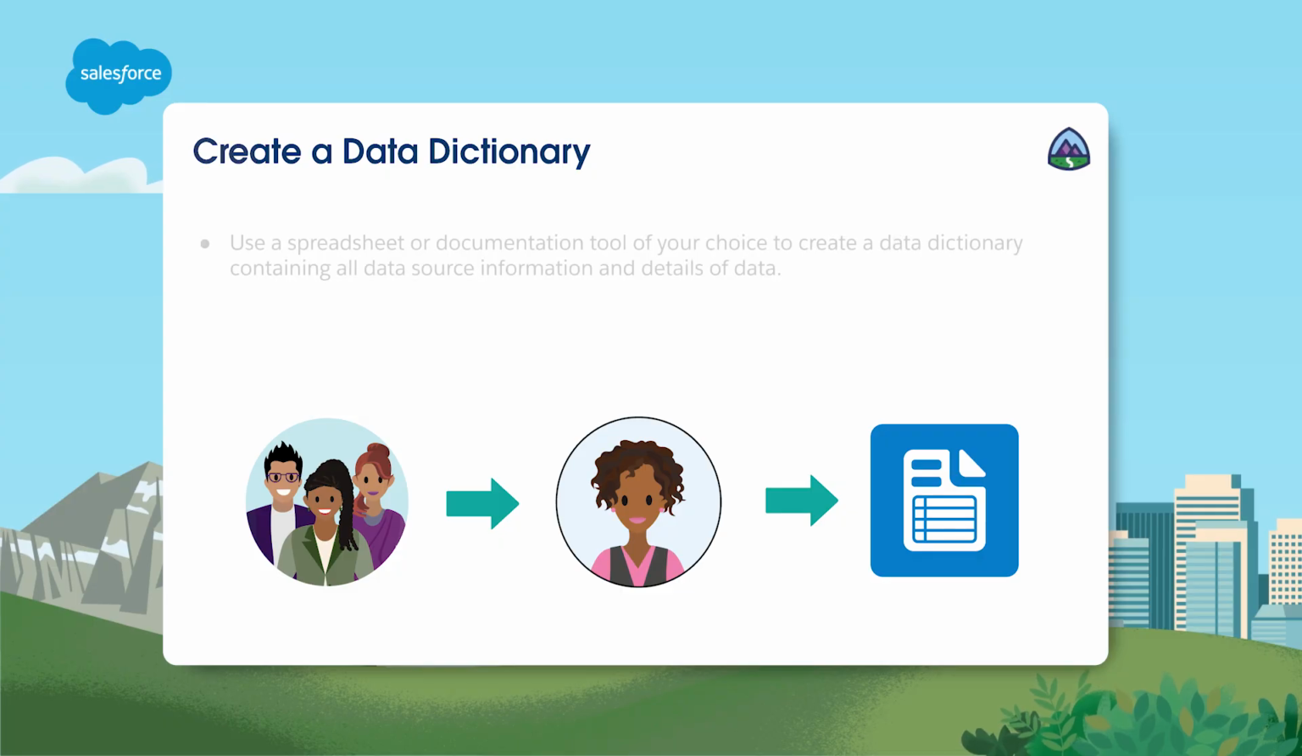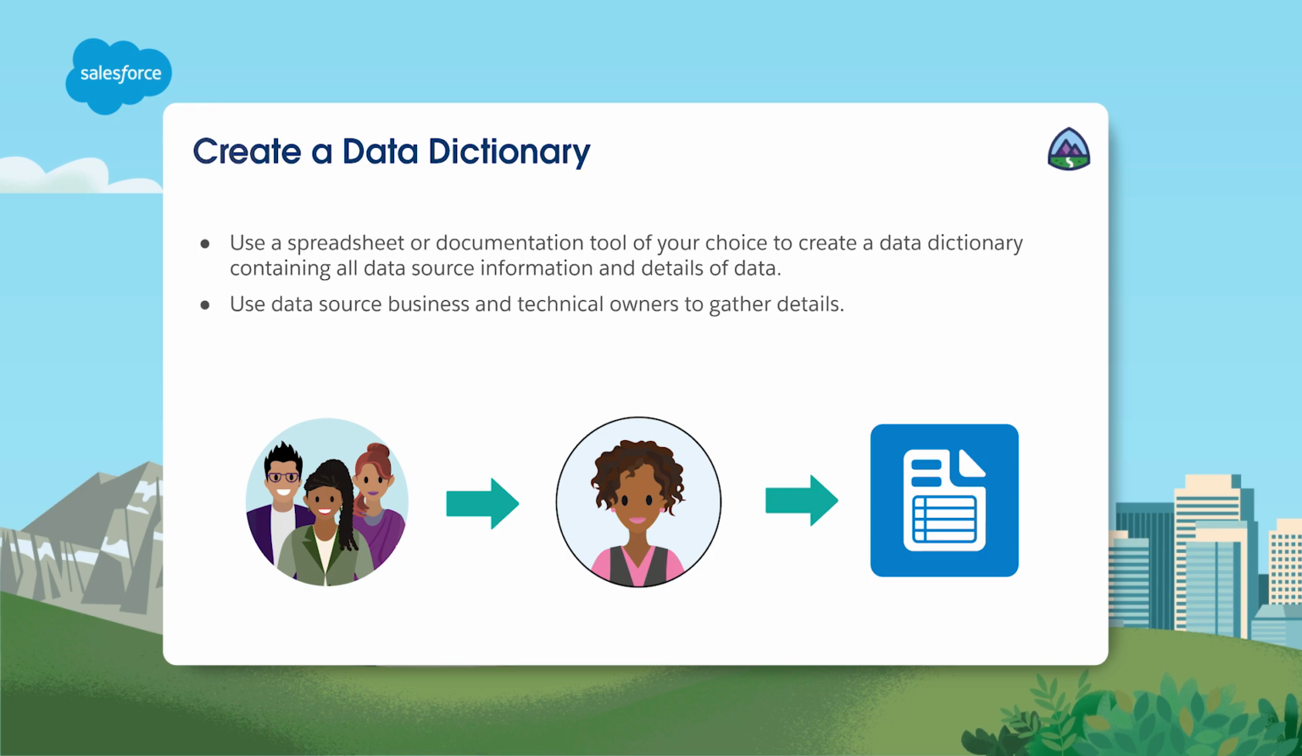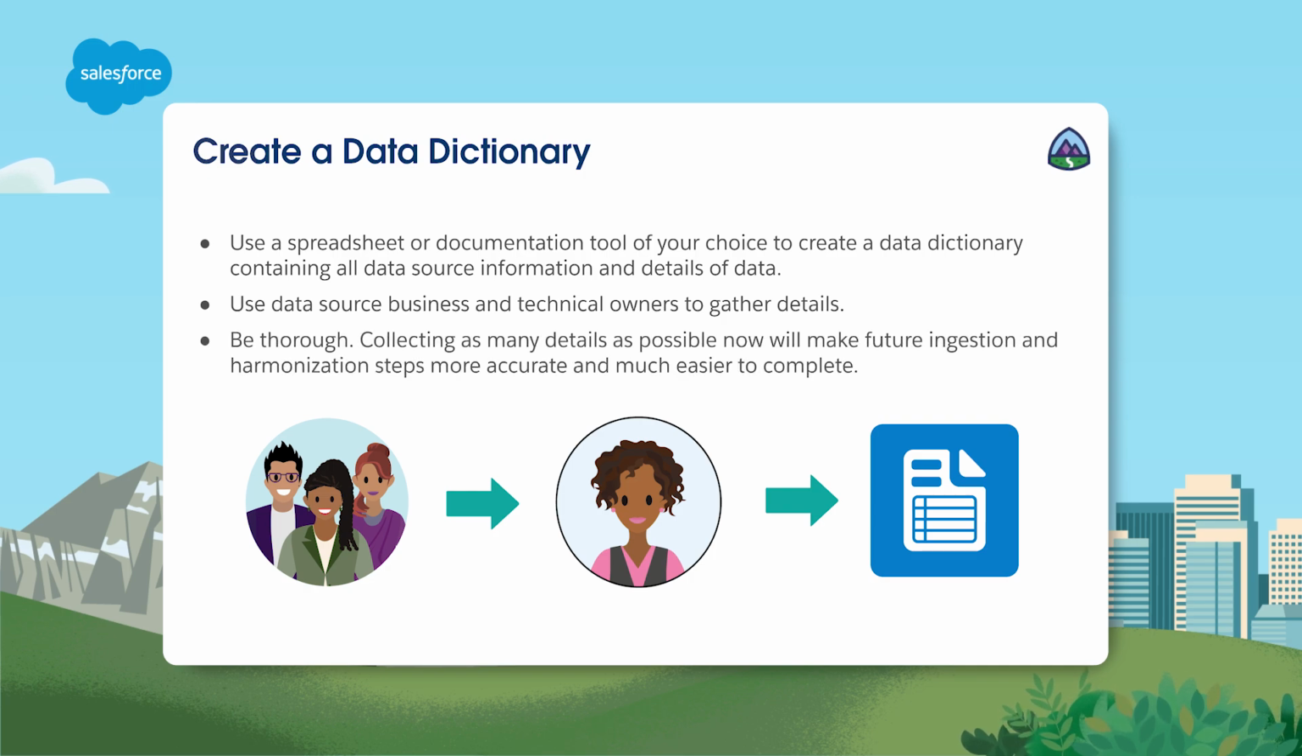Let's explore how to create a data dictionary. Probably use something like a spreadsheet or a documentation tool of your choice to create such a data dictionary containing all data source information and details of the data that you're working with. Engage the business and technical owners of data sources to gather such details. Capture data source information like system name, how to access data in that system, how much data to expect, how often to expect it.